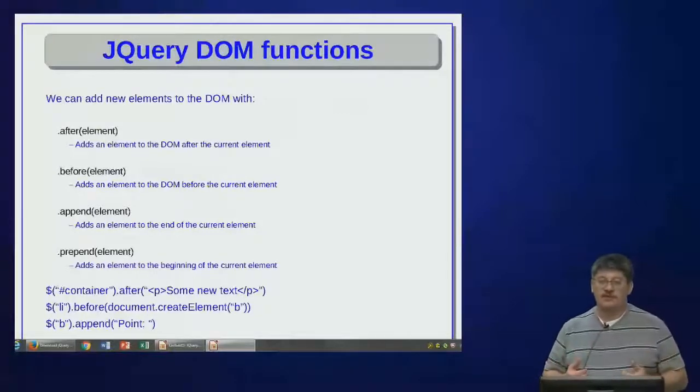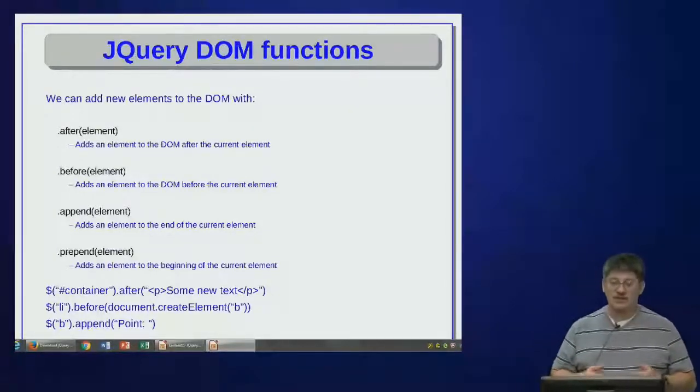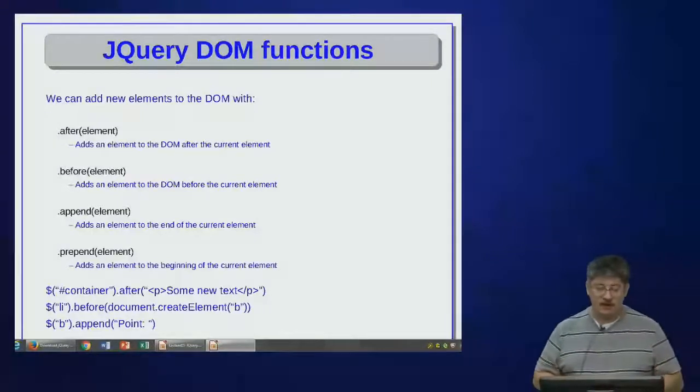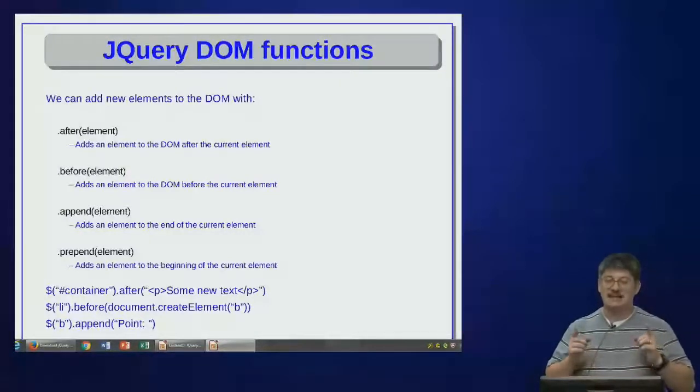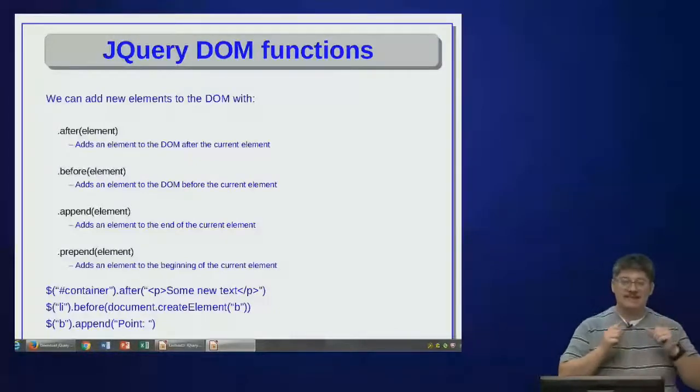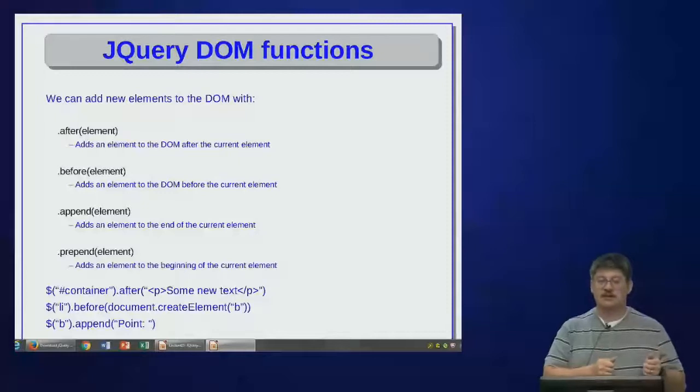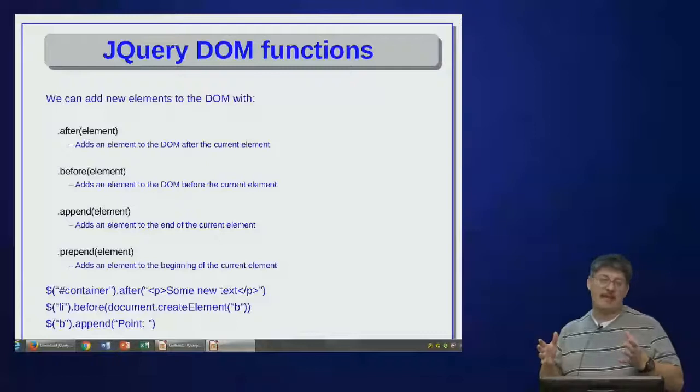I can also add and remove things from the DOM. I do that with the after, before, append, and prepend functions. After adds an element to the DOM after the current element. So for example, at the bottom, my first example uses the jQuery function, the $ function, to access the element with ID container. And I use the .after function to add a new element that will appear after the container in my HTML. And what I'm adding is a new paragraph. Notice I can just put the HTML for my element in there, p, some new text, /p, and it will add that HTML to my document after container.